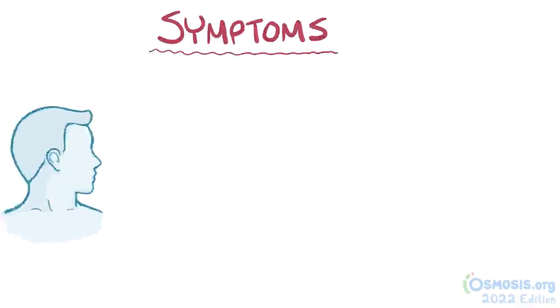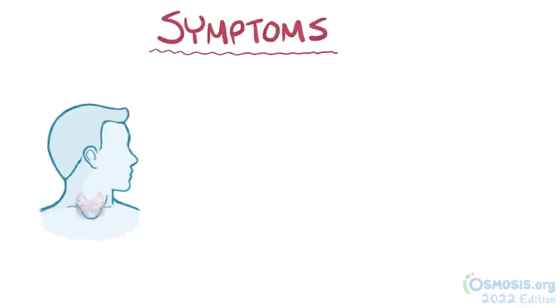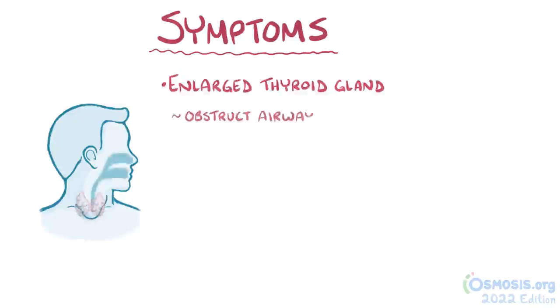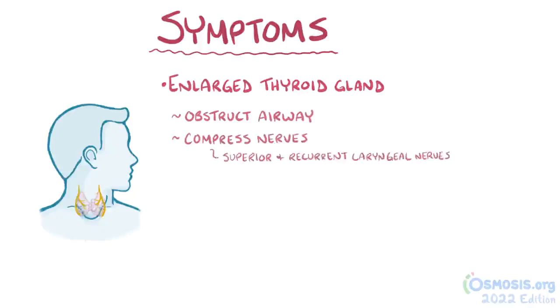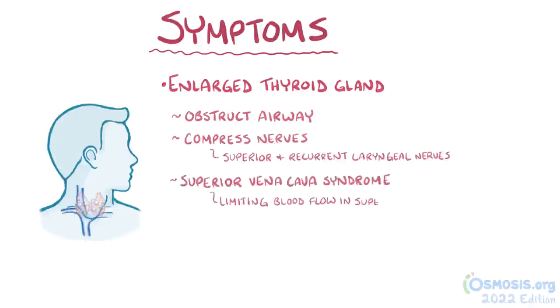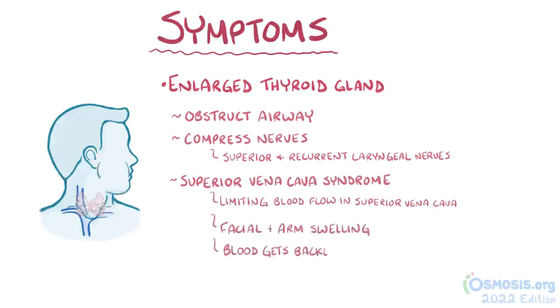Symptoms of toxic multinodular goiter are related to the enlargement of the thyroid gland and to hyperthyroidism. The enlarged thyroid gland can put pressure on other structures in the neck, obstructing the airway and making swallowing difficult. It can also compress nerves like the superior or recurrent laryngeal nerves, which will make the voice sound hoarse. It can cause superior vena cava syndrome by limiting blood flow in the superior vena cava, which results in facial and arm swelling because blood gets backed up in the veins of the head and upper body.